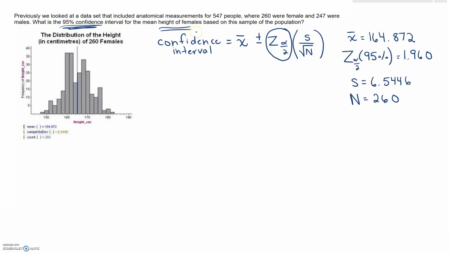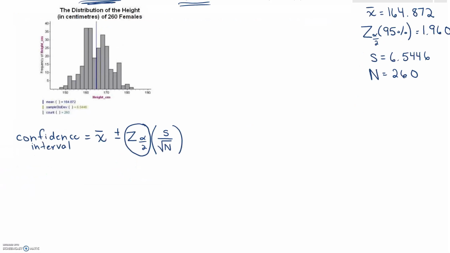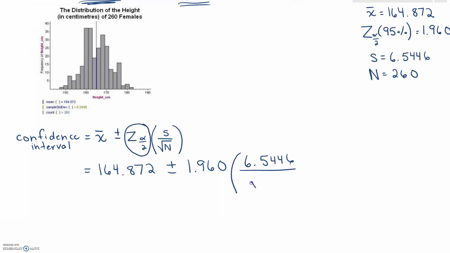So I'm just going to move this over because I didn't give myself enough room. Okay, so for your confidence interval, you told me that the mean was 164.872, right? Yeah. Plus or minus 1.960 times the standard deviation. I'm just subbing numbers in right now, like nothing else than that. Okay?